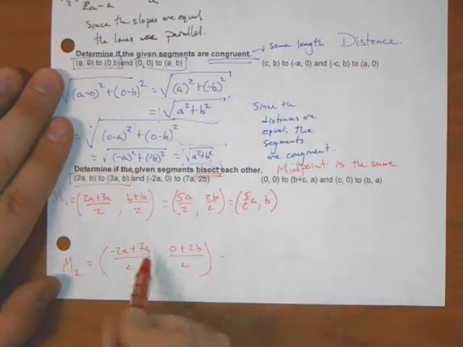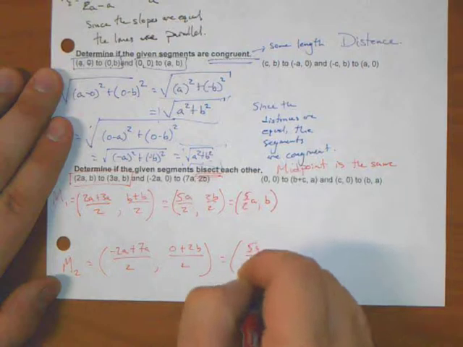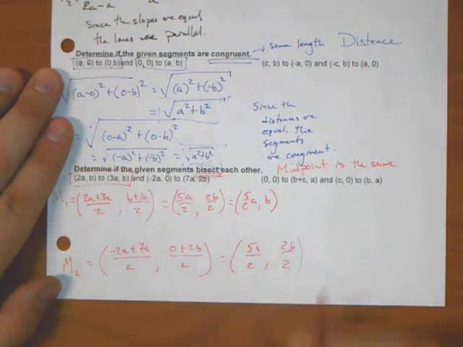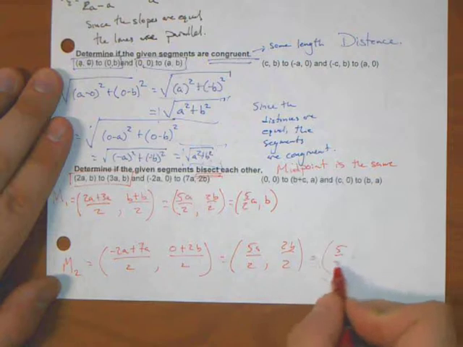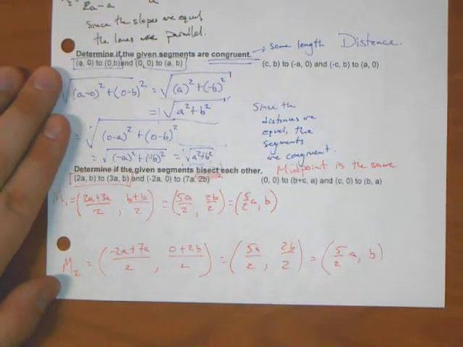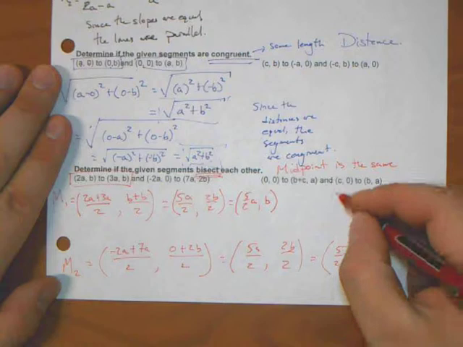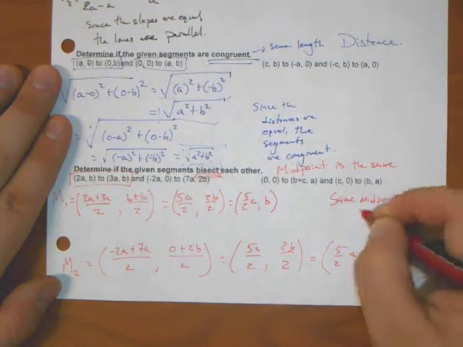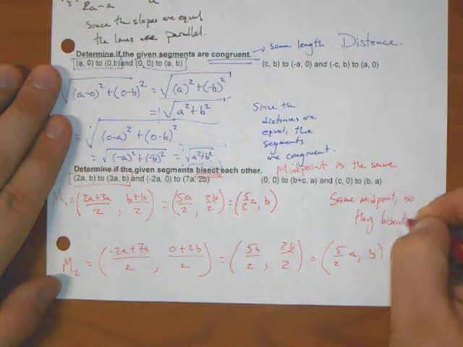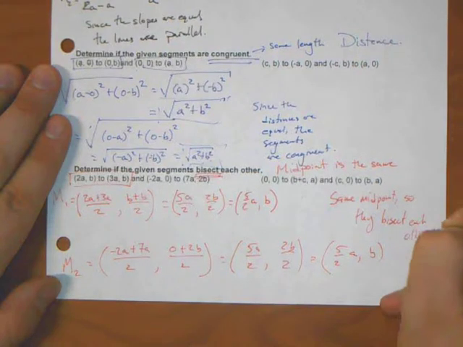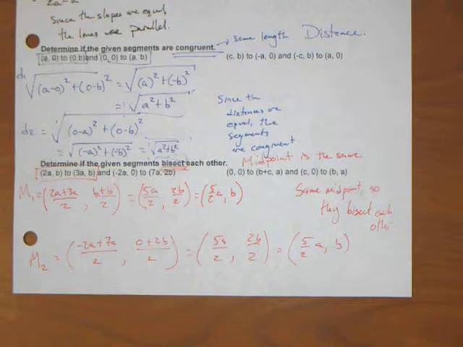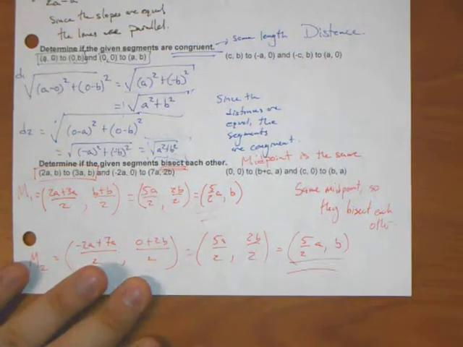Last I checked, negative 2a plus 7a is 5a's. And 0 plus 2b's is 2b's. And that looks eerily similar to the first one. They have the same midpoint, so they bisect each other. Maybe not pleasant, but whatever it is, it's the same.